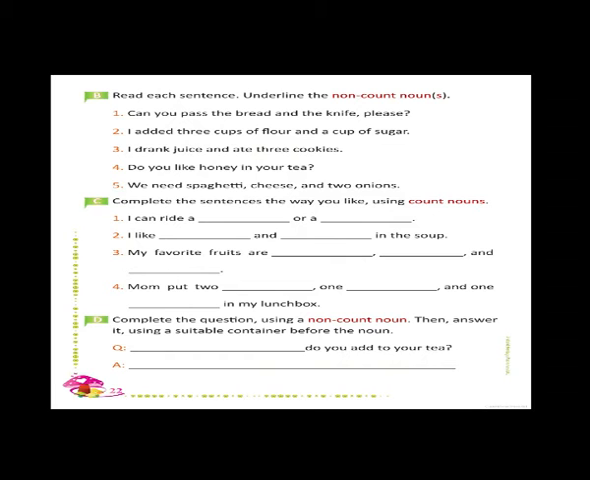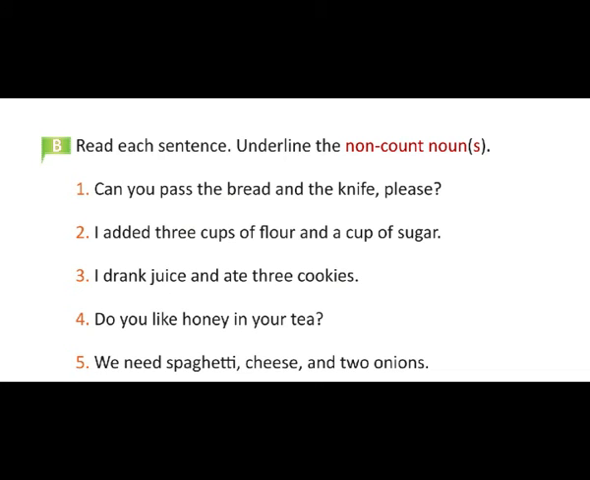Turn to page 22. Question B. Read each sentence. Underline the non-count noun or nouns. So we have to identify the uncountable noun in each sentence and we have to underline it. Number 1. Can you pass the bread and the knife, please? Where is the uncountable noun in this sentence? Is it bread or knife? It is bread. Underline the word bread.